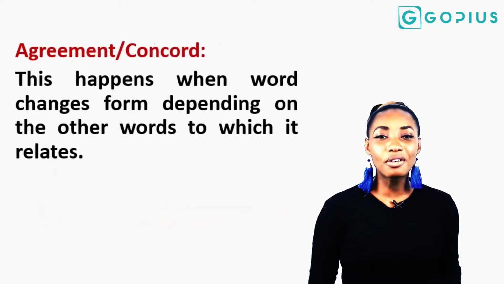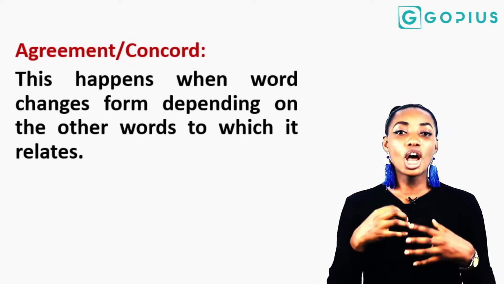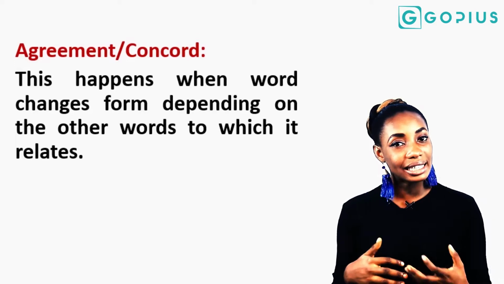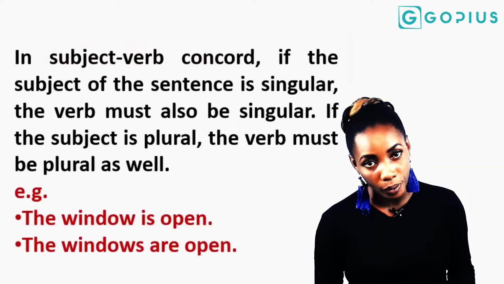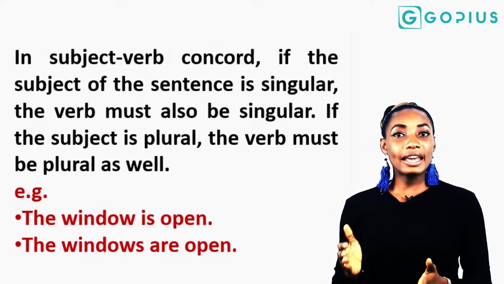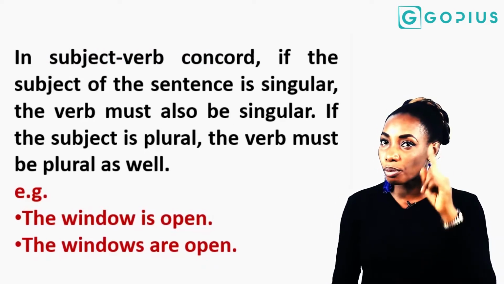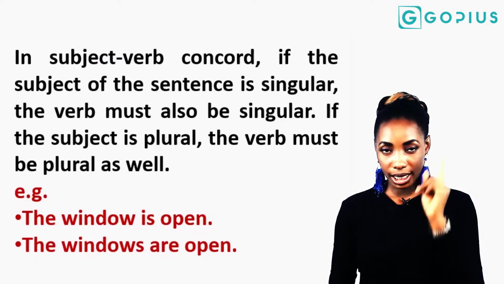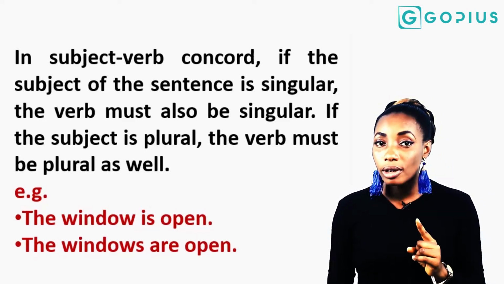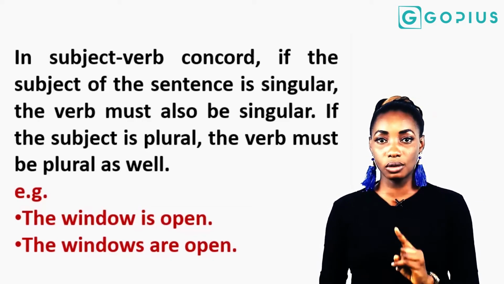So, moving on to agreement and concord. This happens when a word changes form depending on the other words to which it relates in the sentence in which it is being used. So, we're looking at the subject-verb concord. If the subject of the sentence is singular, the verb must also be singular. I have to repeat that. If the subject of the sentence is singular, the verb of that sentence must also be singular.